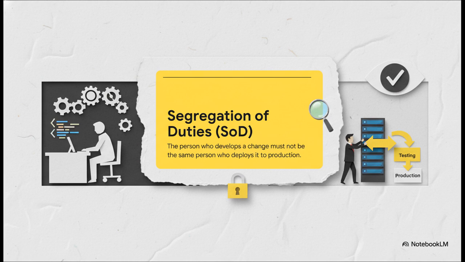It means the person who builds the change can't be the same person who deploys the change into the live system. You just can't have the same person doing both. It prevents one person from sneaking something nasty or just plain wrong into production.